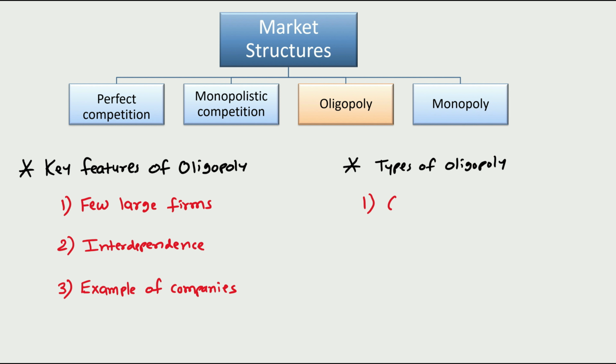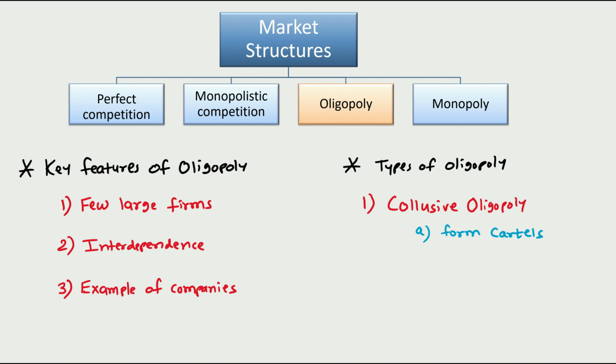The first one is collusive oligopoly. Here they form cartels. Firms form cartels to set prices and limit production. For example, OPEC, right? It leads to higher prices and less competition here.